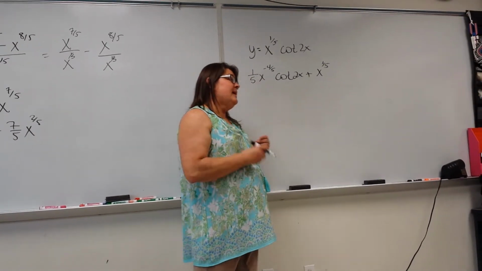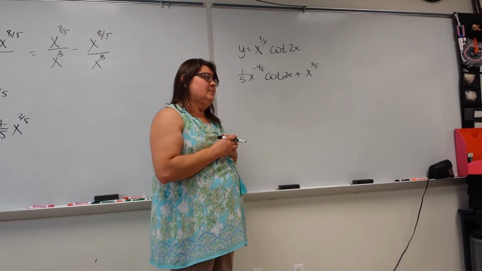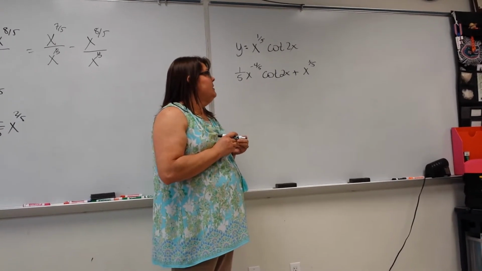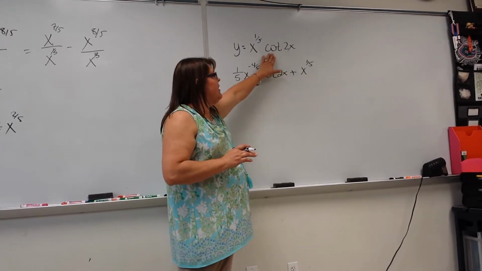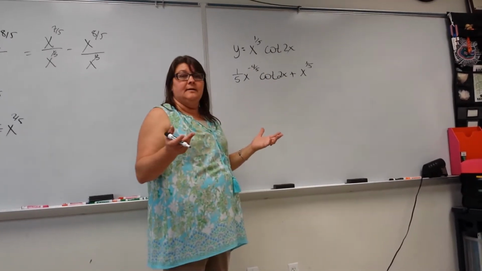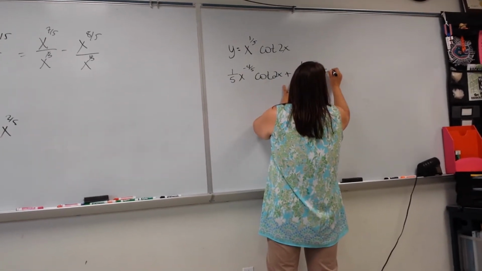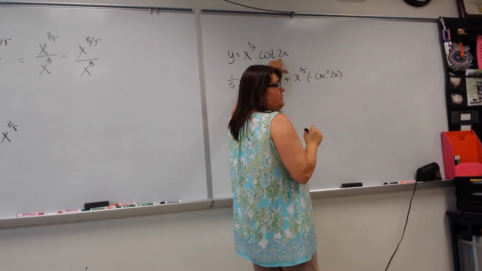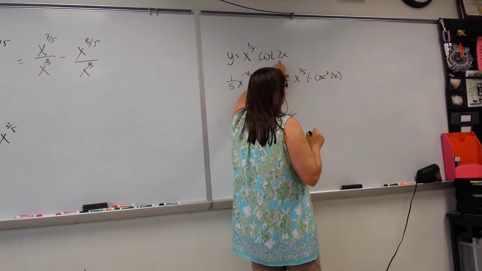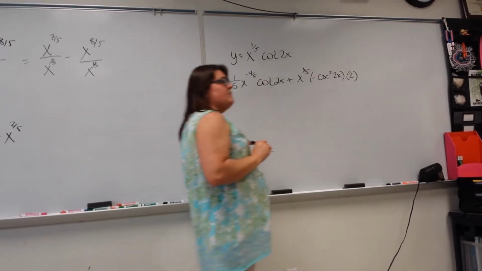But this is actually a chain rule in disguise. The chain rule says take the derivative of the outside. So what's the derivative of cotan? You said negative cosecant squared. So I'm going to write negative cosecant squared and keep the inside alone. And then what's the derivative of the inside? What's the derivative of 2x? 2. There's your answer.